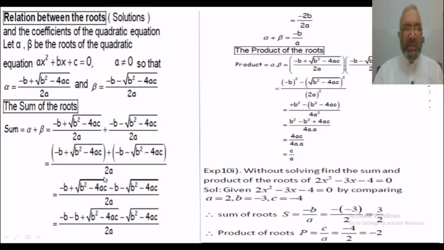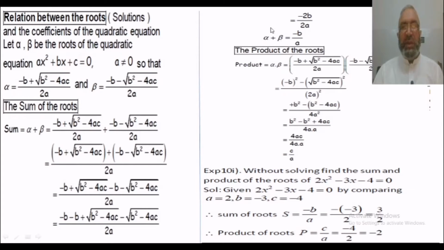So here plus square root of b square minus 4ac and minus square root of b square minus 4ac cancel each other. Minus b minus b becomes minus 2b, so minus 2b divided by 2a. The 2 cancels with 2. We get the sum of the roots, alpha plus beta, is equal to minus b by a. Minus b by a means the coefficient of x in the quadratic equation divided by the coefficient of x square.